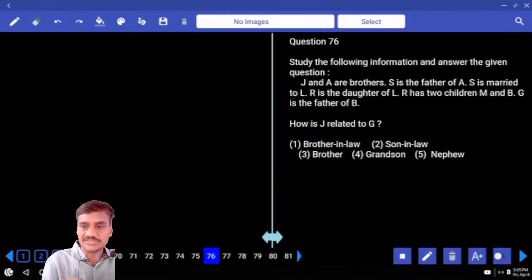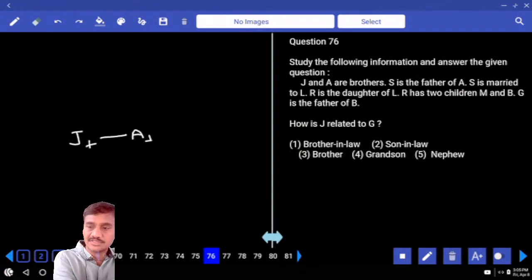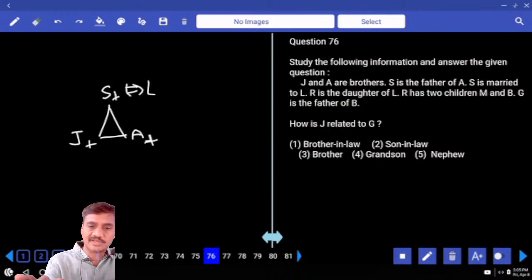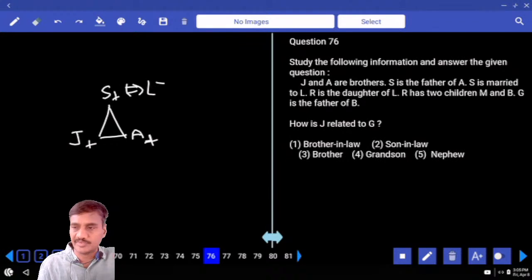Now in question 76, J and A are brothers. At the same time, S is the father of whom? S is the father of A. S is married to L. S and L are a married couple. S is a male, L is a female.